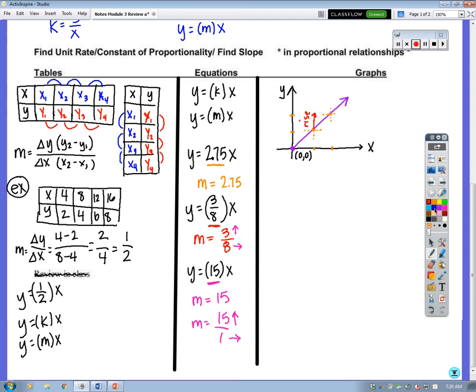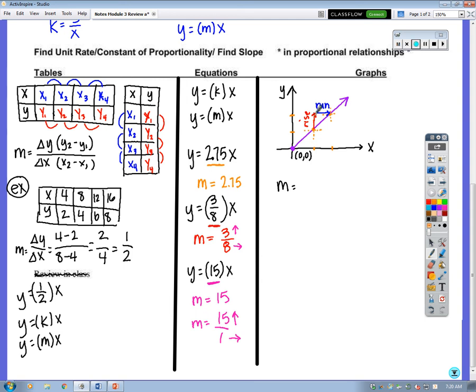And I'm going to count my run, which is my change in x values. And that's my slope. Graphs are nice and easy. They're pretty straightforward. So if I was going to write that down, slope or constant of proportionality, if they gave you a graph and they wanted you to find the constant of proportionality, they might ask you to make a table and then find the constant of proportionality.